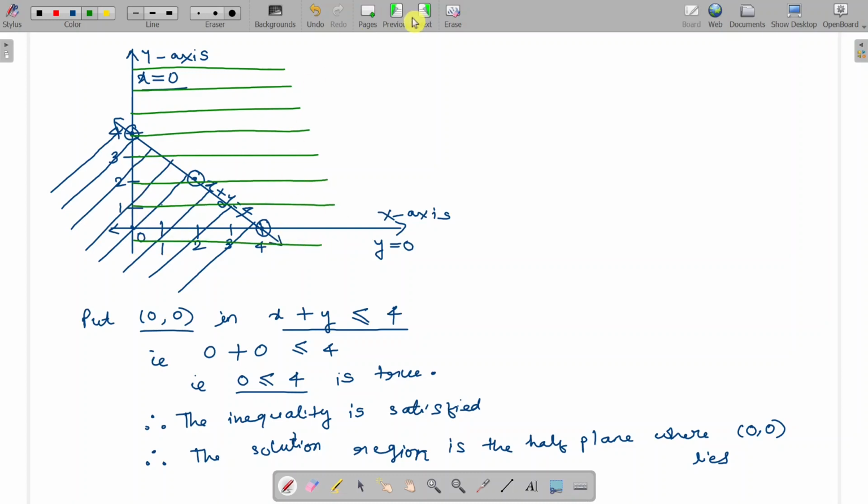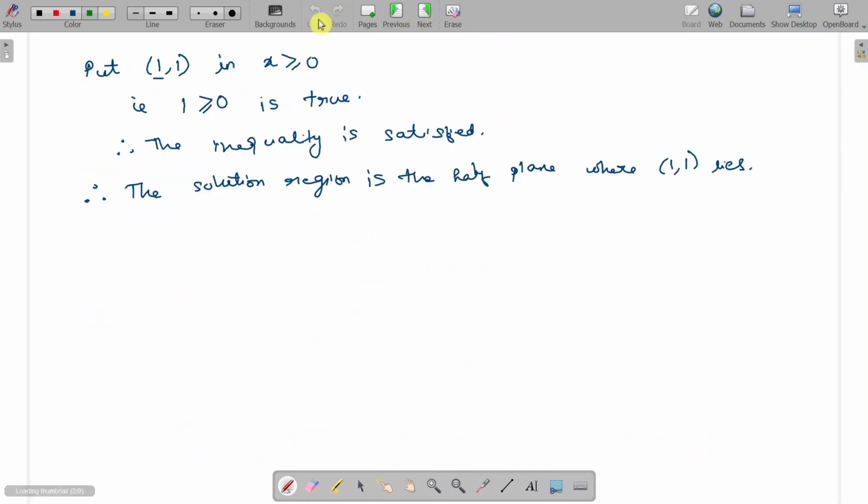Okay, now we have to put a point in the third inequality. So put again the same point, because the line y equal to 0 passes through the origin. So put 1 comma 1 in y greater than or equal to 0. That is, now you can see y is 1, so 1 is greater than or equal to 0. So therefore this is true, right?